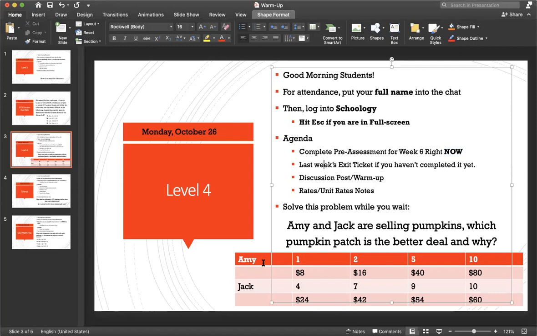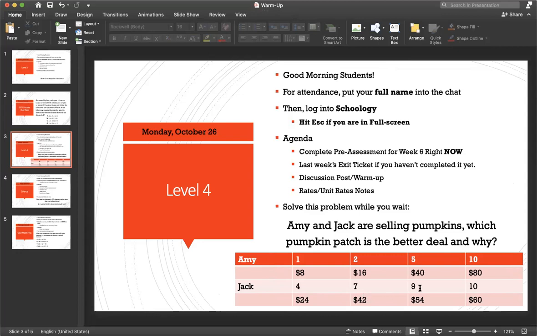So we have Amy, and these are her rates. For one pumpkin, it's $8. For two, it's $16. For five, it's $40. For 10, it's $80. Jack is selling his 4 for $24, 7 for $42, 9 for $54, and 10 for $60. Who has the better deal and why?